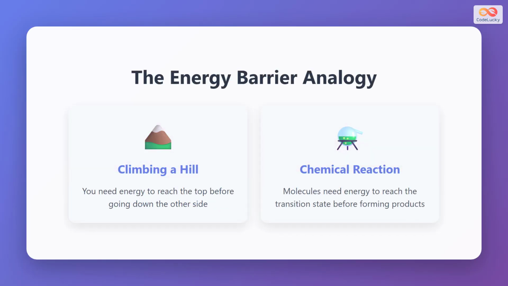To understand activation energy better, imagine climbing a hill. When you climb, you need to exert energy to reach the top before you can easily descend down the other side. Similarly, in a chemical reaction, molecules need energy to reach what we call the transition state, which is like the top of the hill, before they can transform into products. Just as a steeper hill requires more effort to climb, a higher activation energy means molecules need more energy to react. This analogy helps visualize why energy is needed even for reactions that ultimately release energy.